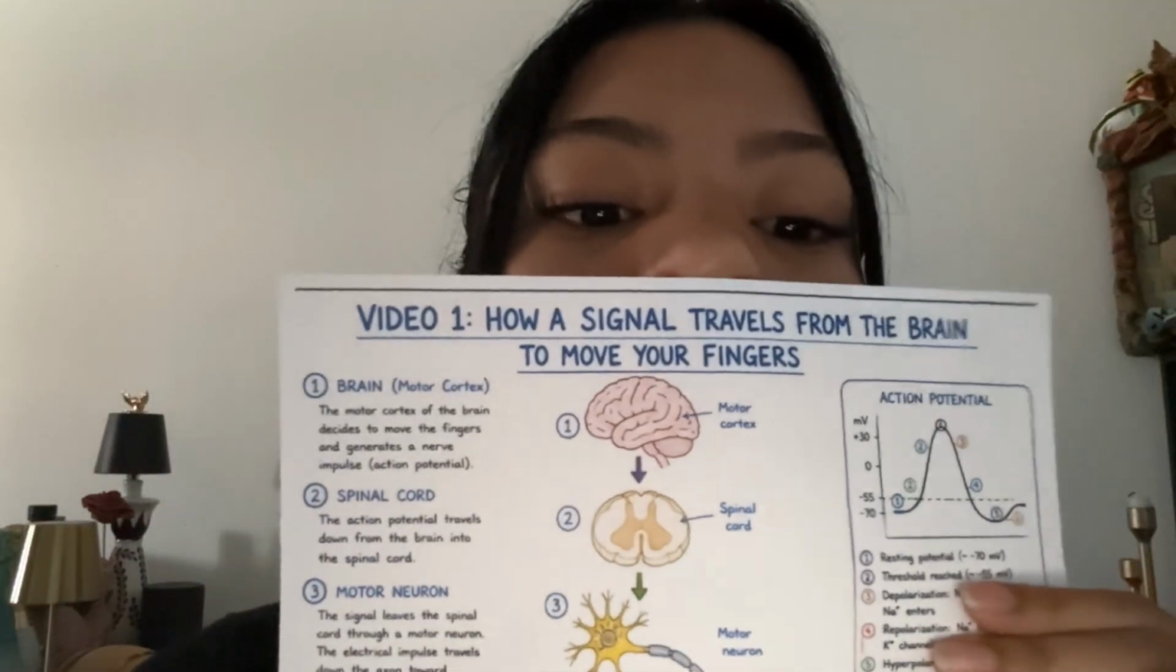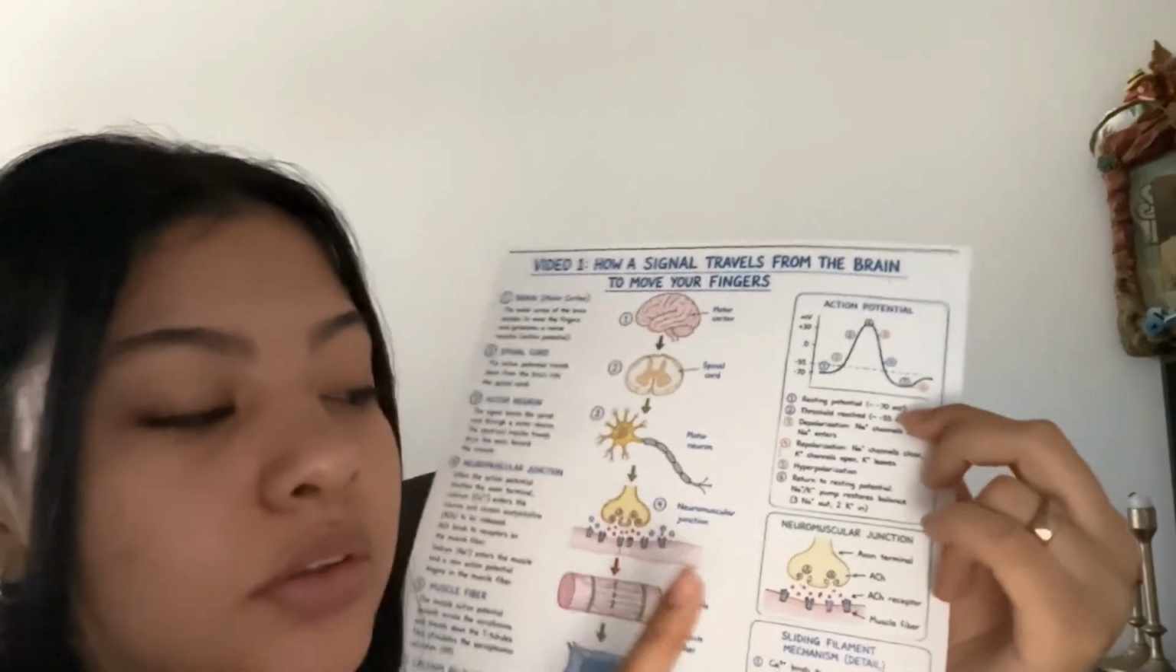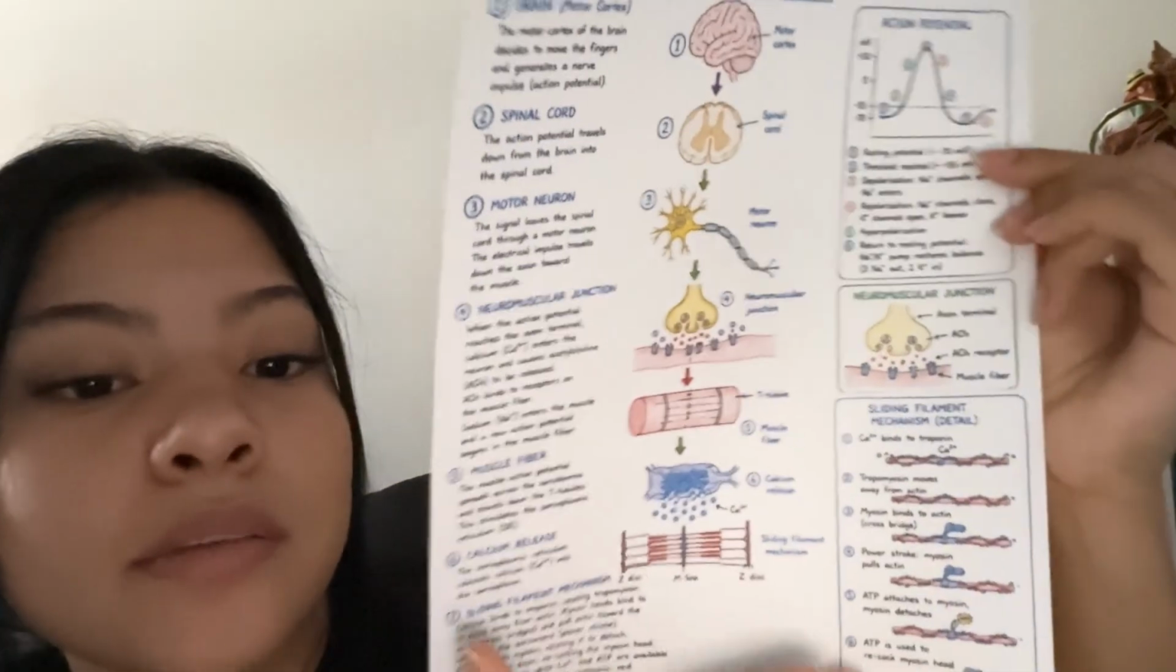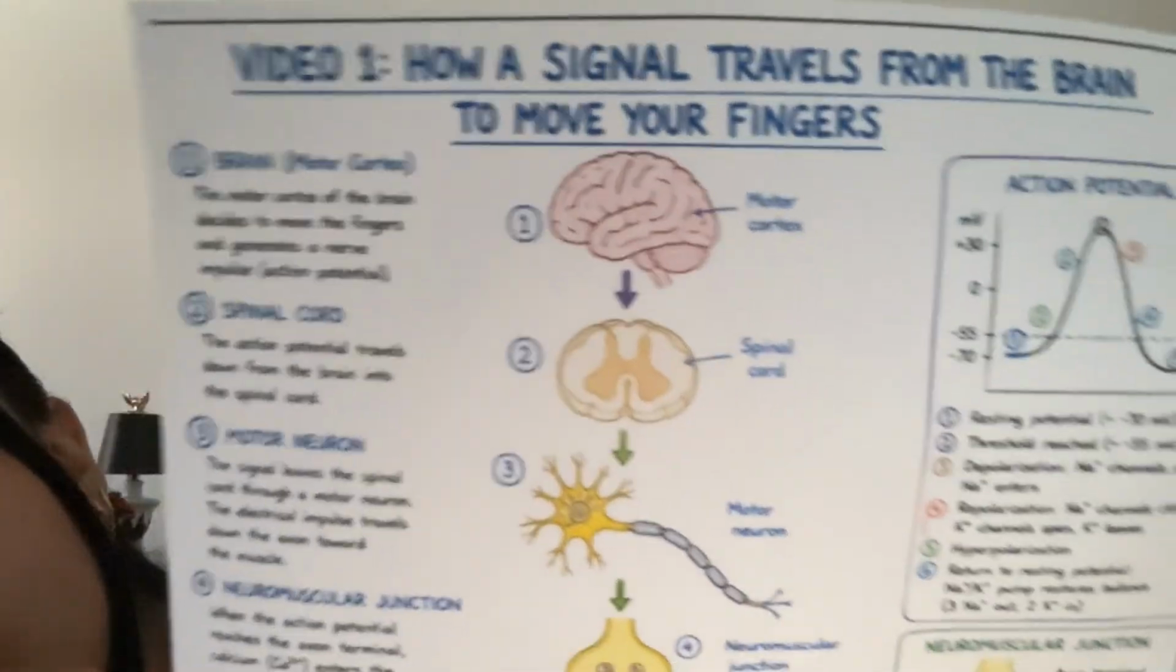My name is Carla. In today's video, we're going to be talking about how a signal travels from the neuron all the way to move your fingers. Also, how the neuromuscular junction functions and the sliding filament mechanism that is down here. This is going to be the graph of today, and also we have the action potential on the top.